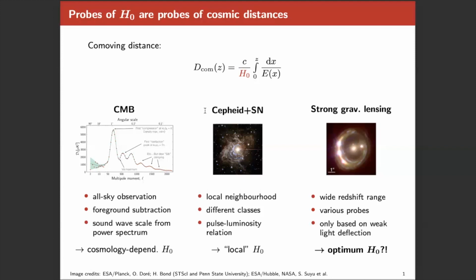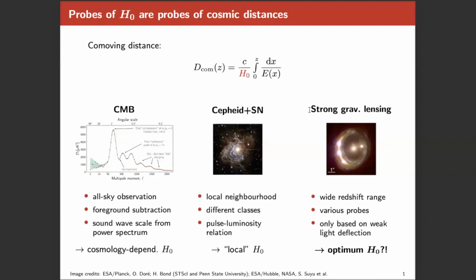Here we can use Cepheids and supernovae, as for instance done by the SH0ES collaboration, and we can get a local late-time H0 value of about 73 kilometers per second per megaparsec. These two values should actually agree with each other, but now we have arrived at a 5 sigma discrepancy of these two values. Now, how can we understand this Hubble tension?